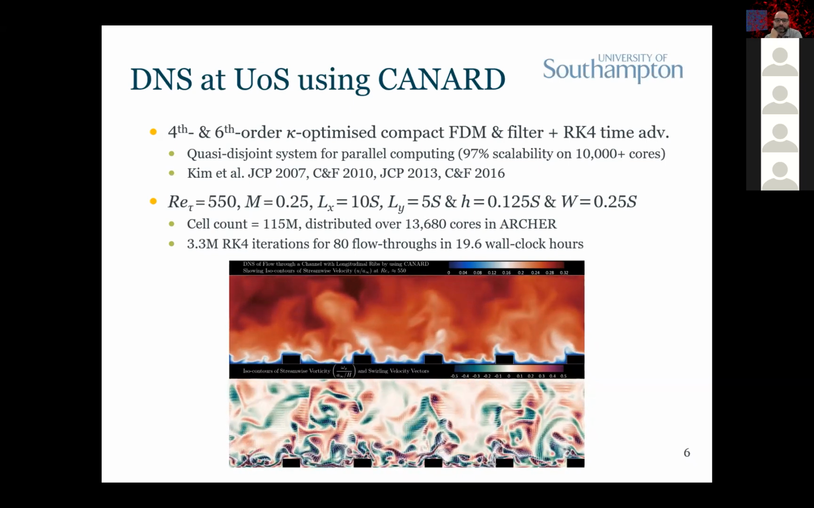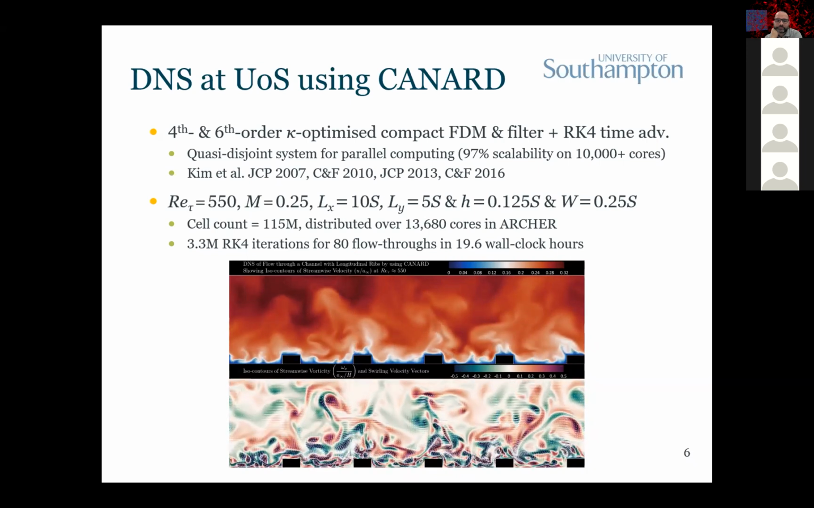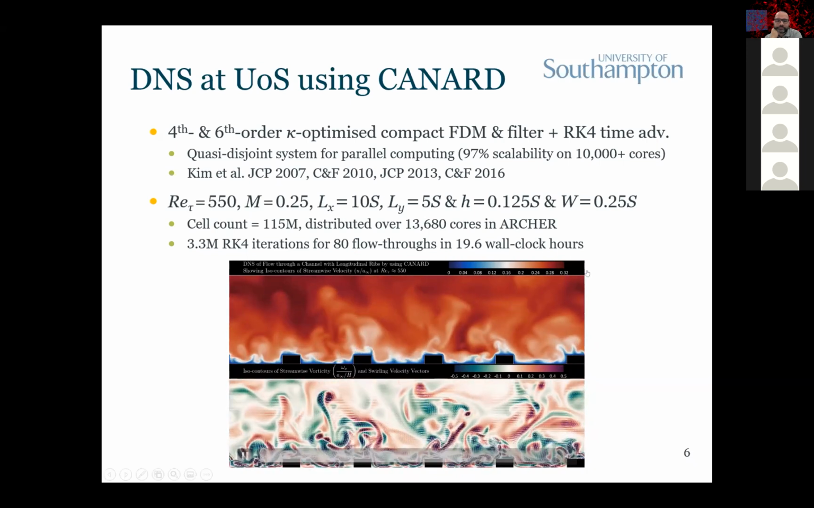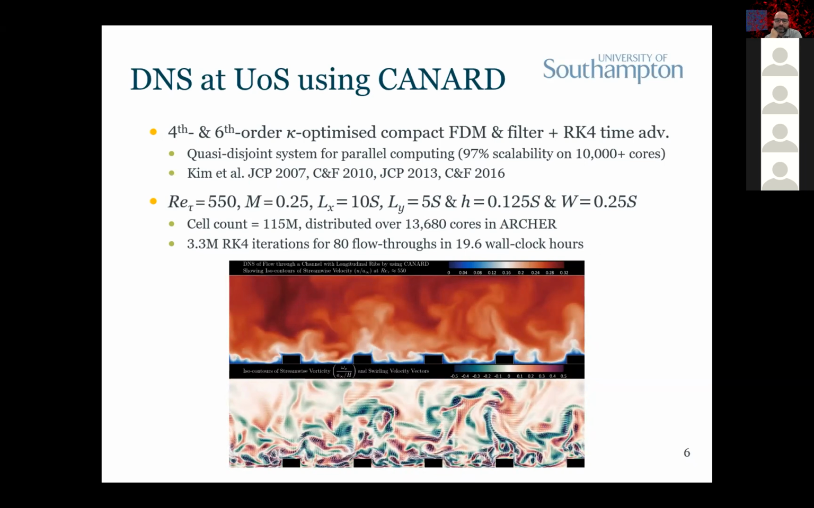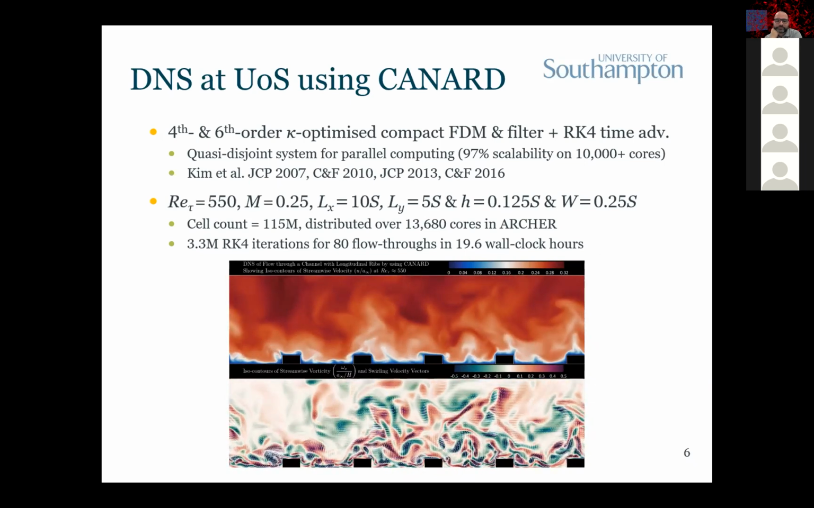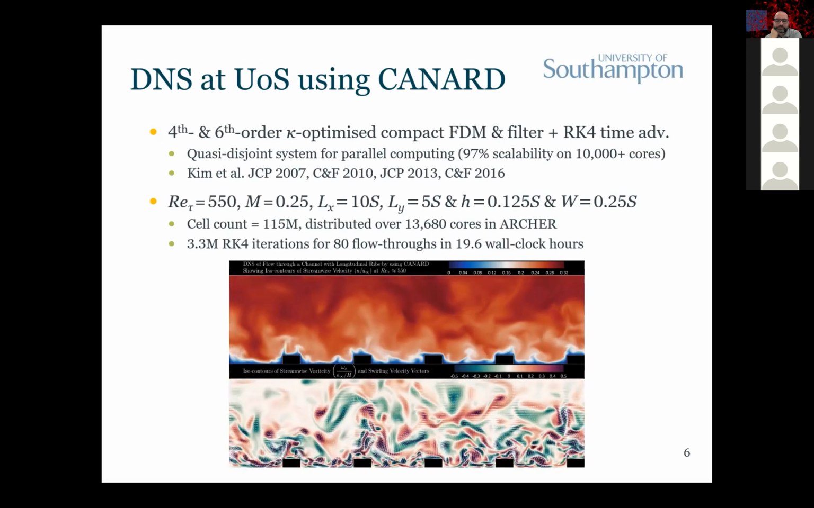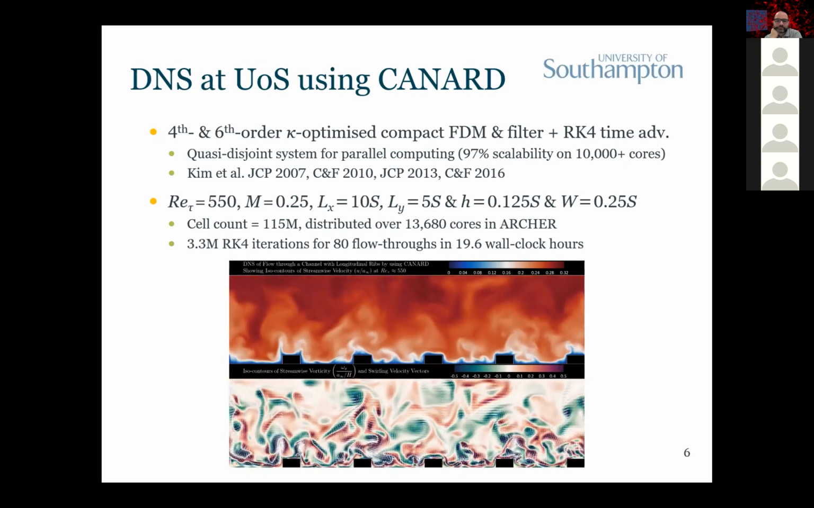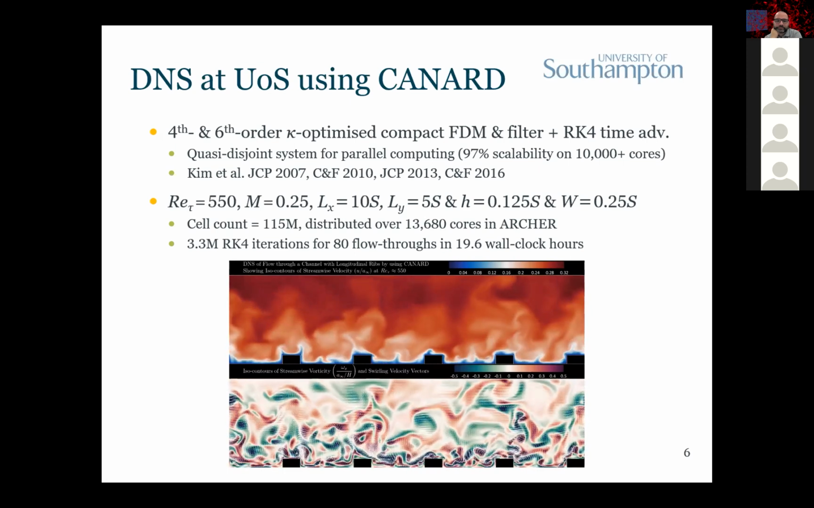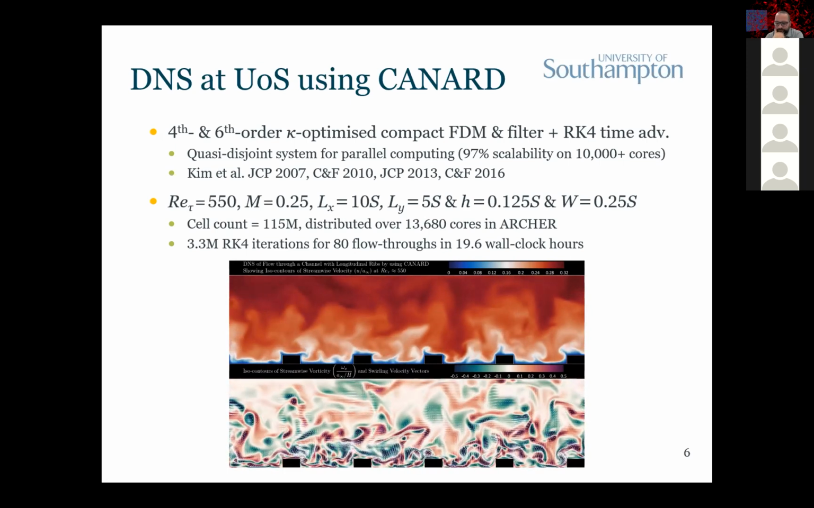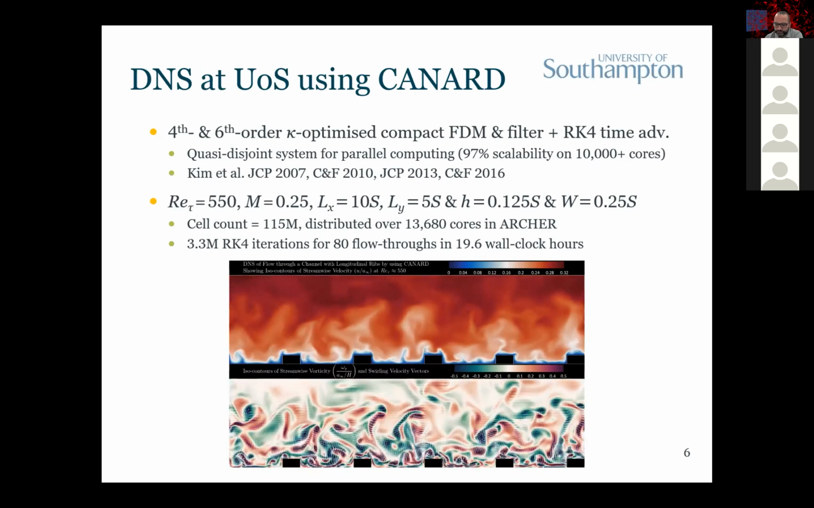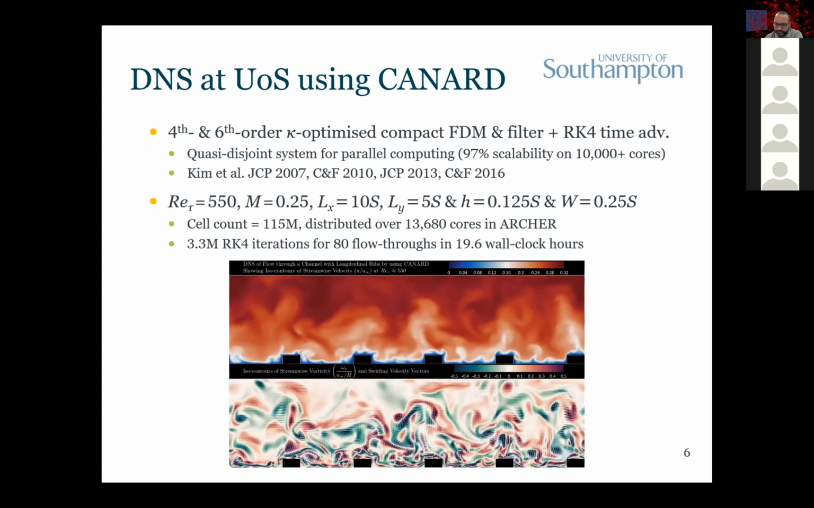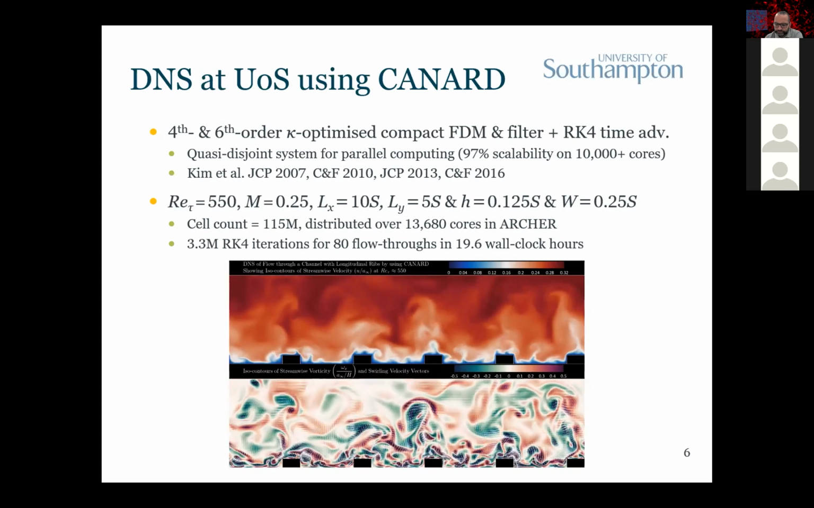And this is the particular simulation case that you are looking at. Re tau was about 550. This is a compressible code, so the Mach number needs to be set. The Mach number was at a lower subsonic case, 0.25, to minimize compressibility effect while having a reasonably good numerical efficiency.